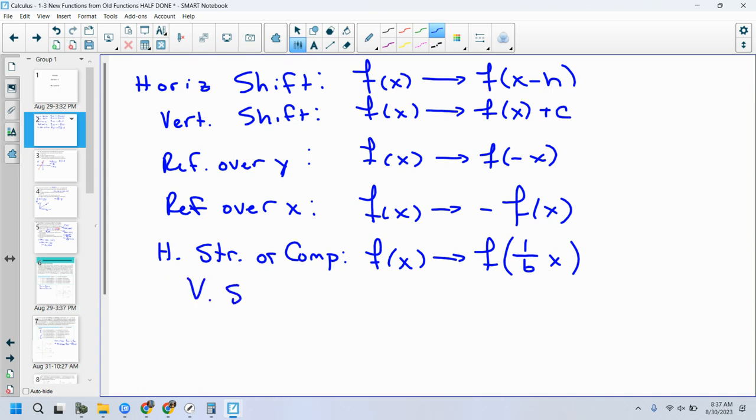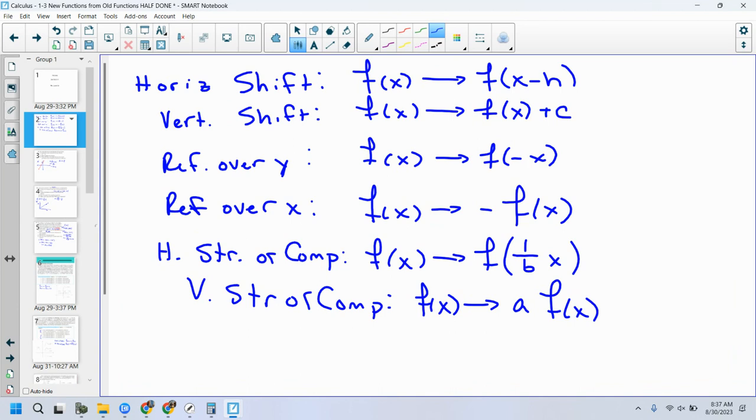And then the vertical stretch or compression is going to map f of x to a times f of x. A times f of x, where it's just straight up that value, right? Just straight up a times f of x. So if it's like a vertical stretch by a factor of 2, that's 2 times f of x. If it's a vertical compression by a factor of 2/3, it's 2/3 times the entirety of f of x.